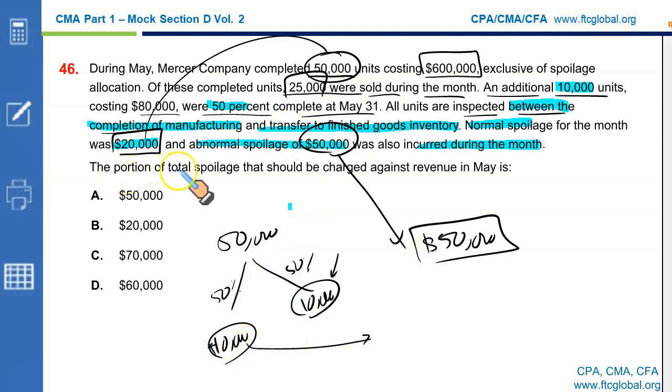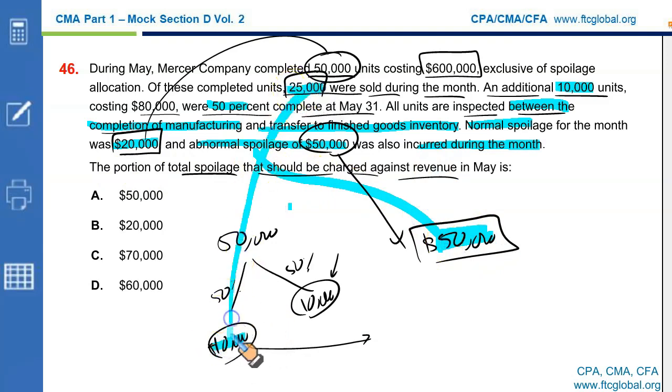So the question says the portion of total spoilage that should be charged against revenues is this 50,000 for abnormal spoilage and this $10,000 normal spoilage that was included in the half of the goods we produced during the period. So that makes the total spoilage charge against revenue $60,000. That makes D the correct option.